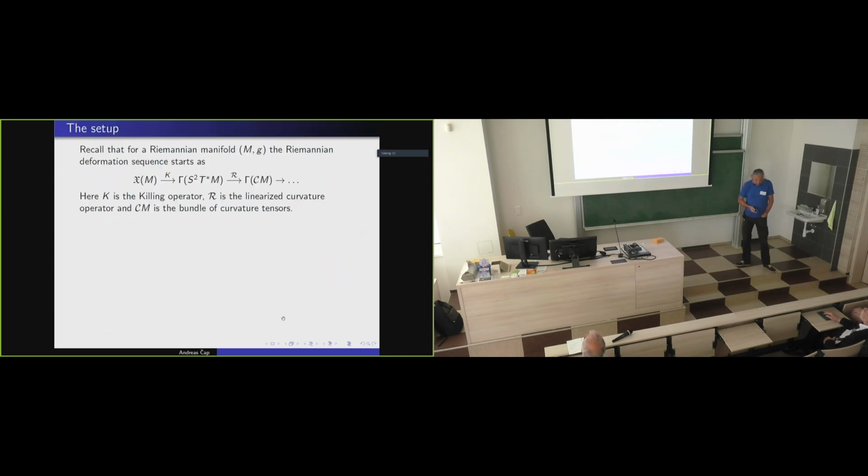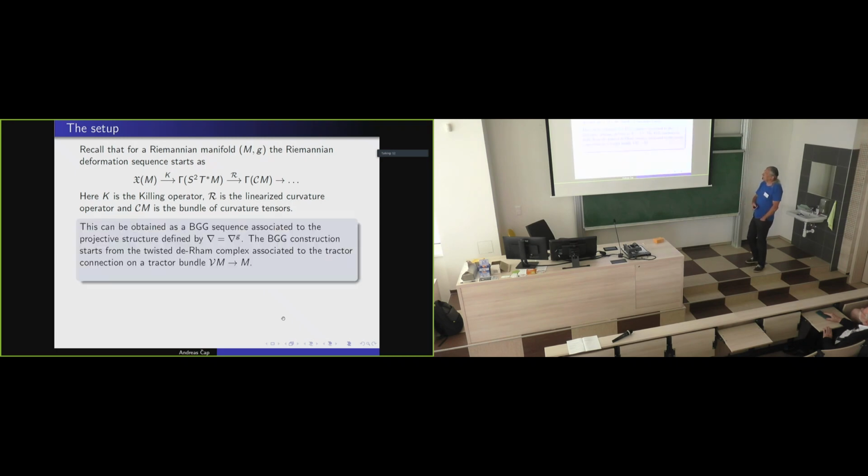Okay, so let me start by recalling what the Riemannian deformation sequence is. So this is a sequence that starts with the Killing operator on vector fields. And so the first operator can be viewed as the infinitesimal change of the metric under an infinitesimal diffeomorphism. So in the second step, you have these symmetric two tensors, and then you get the linearized curvature operator. And I've just written Cm for its target, because what this looks like depends on the dimension and so forth. And then there comes some linearized Bianchi map and stuff like that. Okay, so that's what the Riemannian deformation sequence looks like.